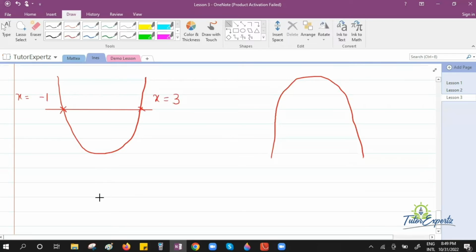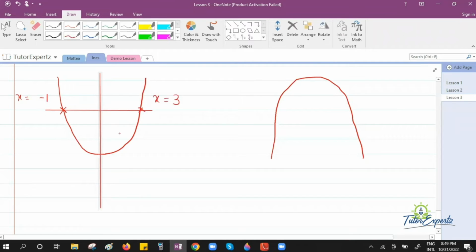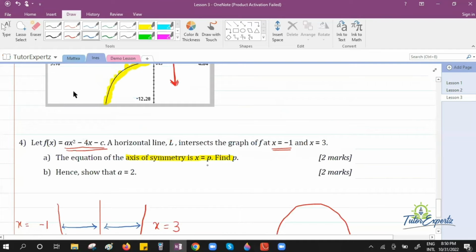And we already know that these graphs for the quadratic functions are symmetrical, which means they are at an equal distance from this line of symmetry, right? So I need to find this middle point now, because they are asking us to find the axis of symmetry, x equals p. I'm asked to find the x coordinate for it.